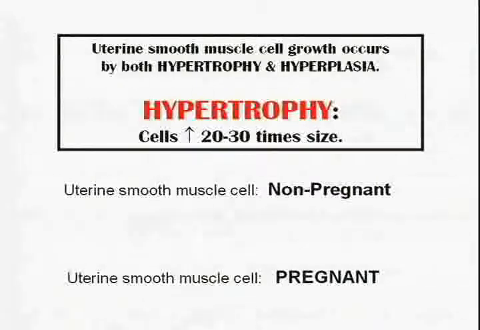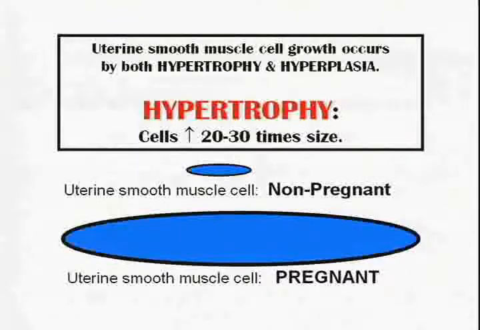The uterus is largely smooth muscle, and during pregnancy, it increases in size tremendously. Each individual myometrial cell hypertrophies 20 to 30 times. This represents a non-pregnant myometrial cell. This represents a pregnant myometrial cell.